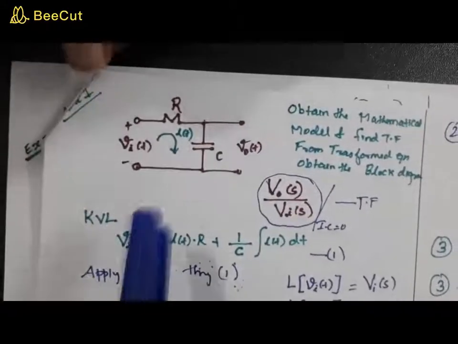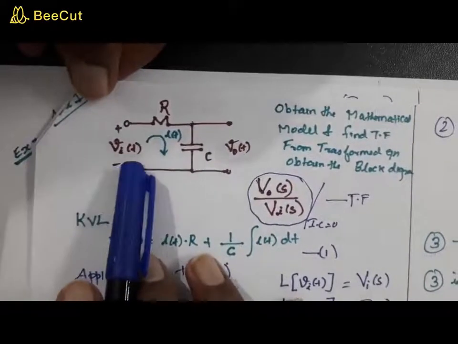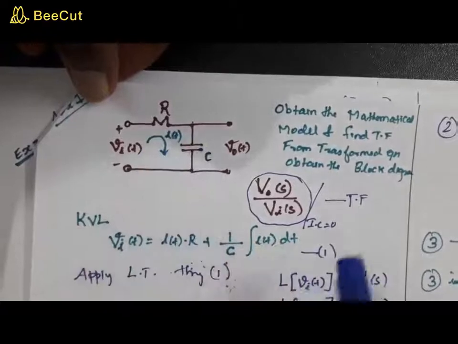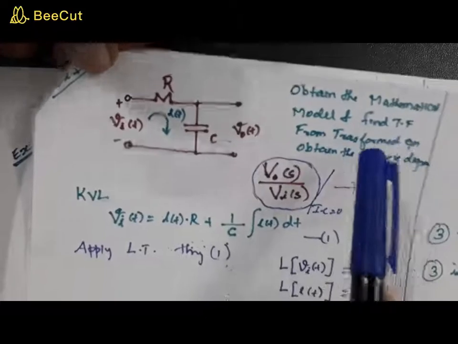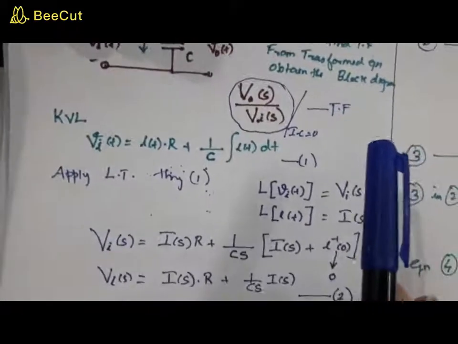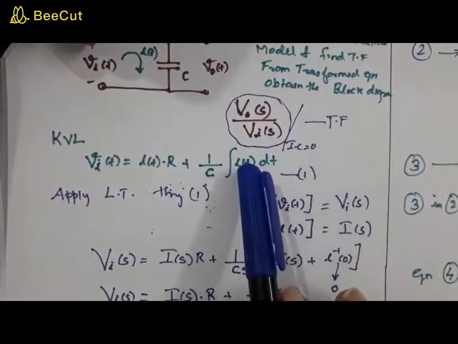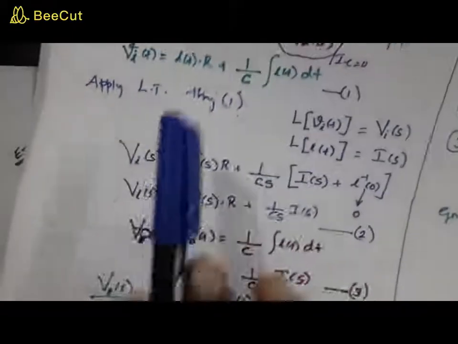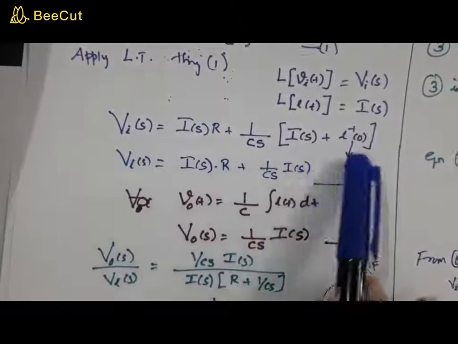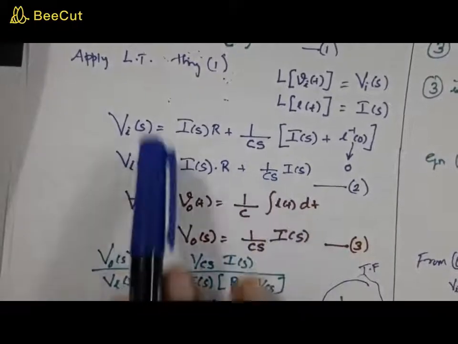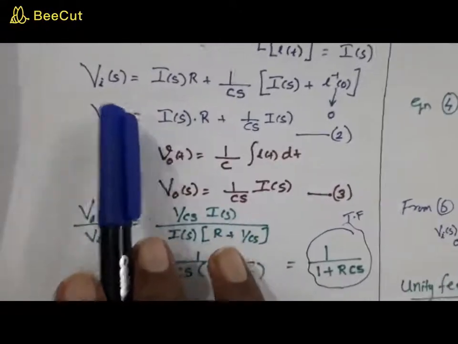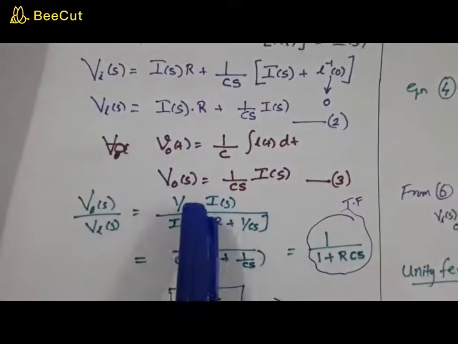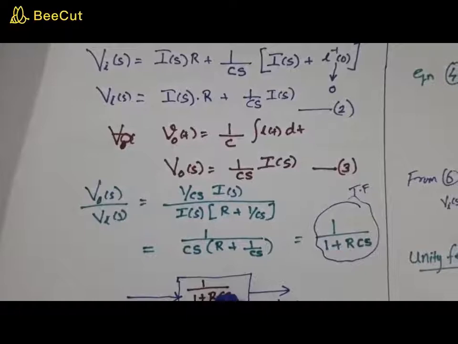In the last class we have done this example 1, where you considered a very simple RC circuit and you obtained the mathematical model. Now what is the meaning of mathematical model? Getting the differential equation in the time domain, and you will be converting that into S domain by applying Laplace transform. So these are the mathematical model. From the transformed mathematical model, you can very easily obtain the transfer function.